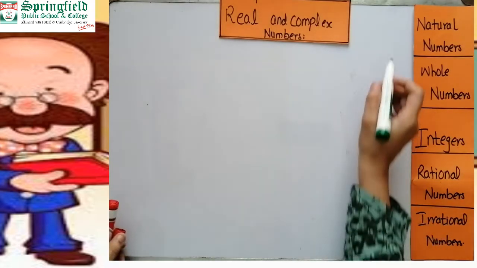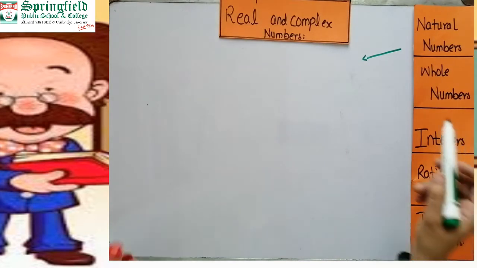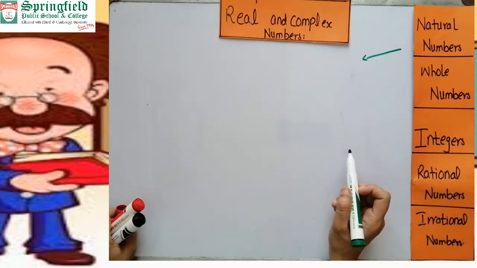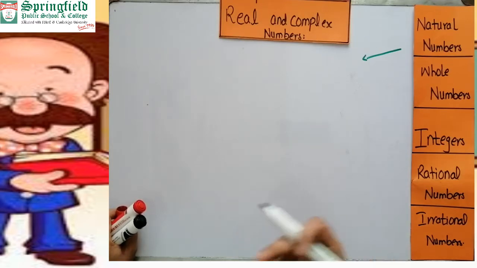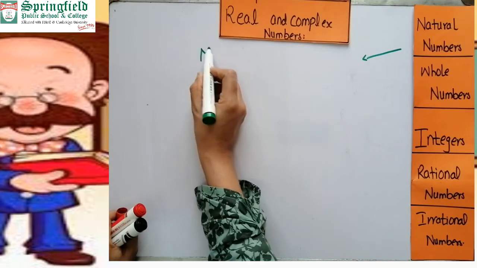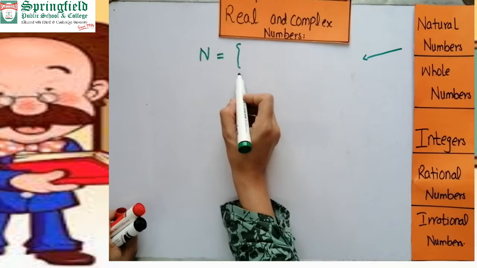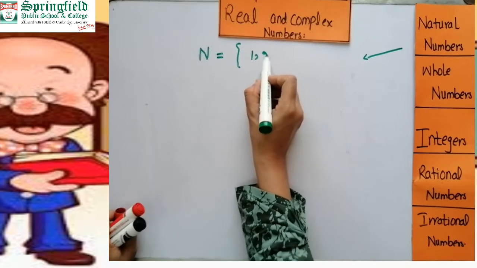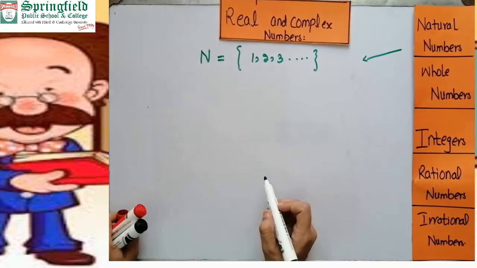Okay, natural number. I will explain one by one each point. Natural numbers: we can say that the natural numbers are a set of numbers 1, 2, 3 and so on. The set of these numbers is called the natural numbers. Natural numbers are represented by capital N, and the set symbol with 1, 2, 3 and so on. This is called the natural numbers.